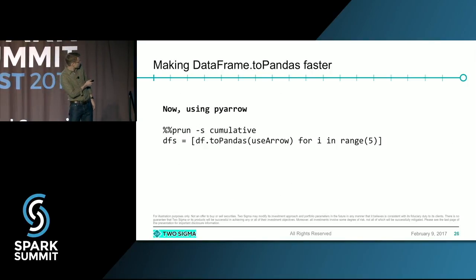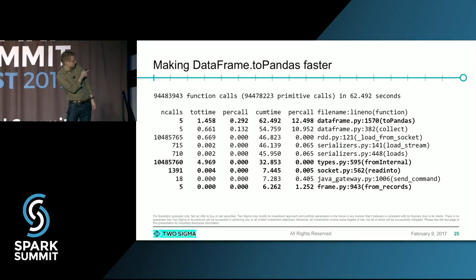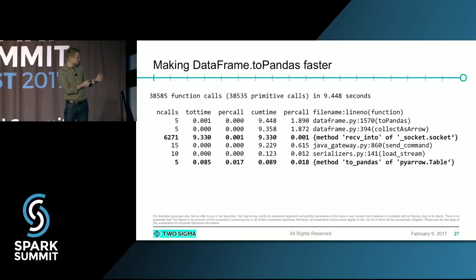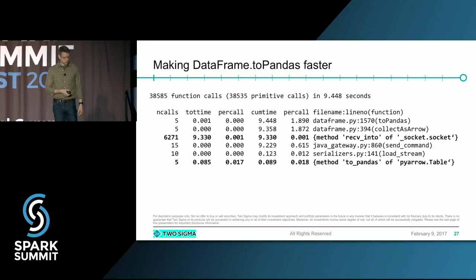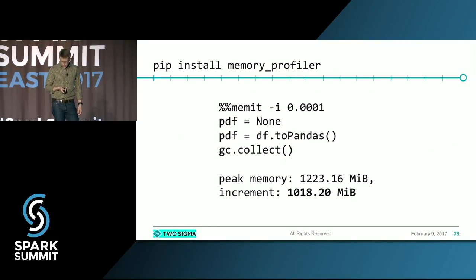So to summarize, if we look at just strictly the I/O, we went from 7.4 seconds to 9.3. So the I/O got a little bit slower because we're doing more work in Spark. But the conversion to pandas became much, much faster. I'll divide one by the other and tell you how much faster.